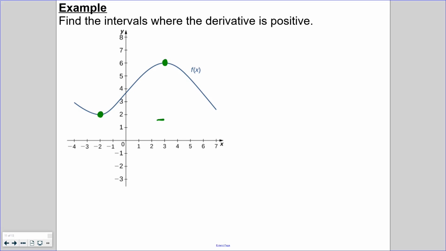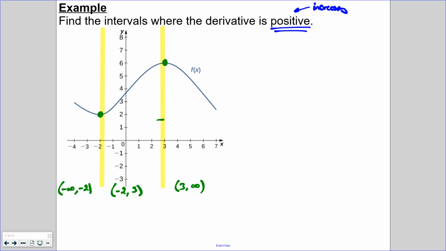Now, we can draw some imaginary lines in here, and we can see that these turning points are going to split up our function into 3 different intervals. One interval from -∞ to -2, another interval from -2 to +3, and then a third interval from +3 to infinity. Now, the question is asking us to find the intervals where the derivative is positive. And like we said on the previous slide, the derivative is positive when our function is increasing.